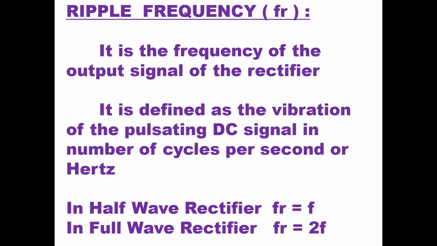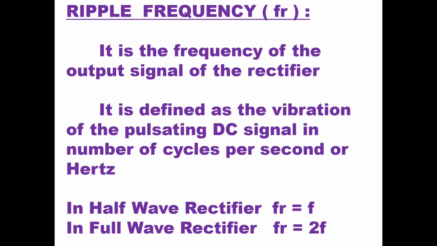Then what is ripple frequency? It is the frequency of the output signal of the rectifier. Frequency is the number of cycles per second. The input will be an AC, and in every AC there will be a positive half cycle, negative half cycle, positive half cycle, negative half cycle. Positive and negative together become one cycle, and the number of such cycles in 1 second is called frequency.